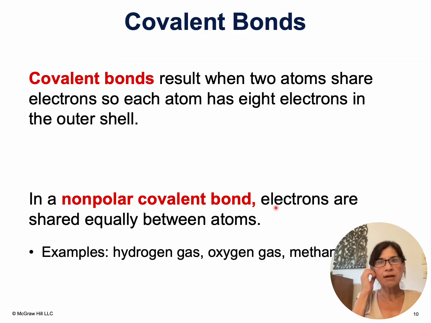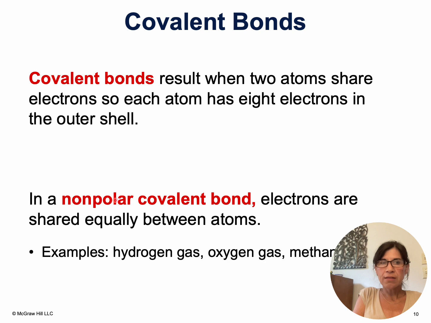Okay, so now we're going to talk about the bonds. Why do atoms combine and form bonds? To fill those valence electrons, to make that outer shell 8. All right, so covalent bonds are a certain type of bond. In this class, I'm not covering ionic bonds. Don't read about that. I'm not covering hydrogen bonds. I'm just covering covalent bonds. They result when 2 or more atoms share electrons so that each atom has 8 electrons in its outer shell. Okay?